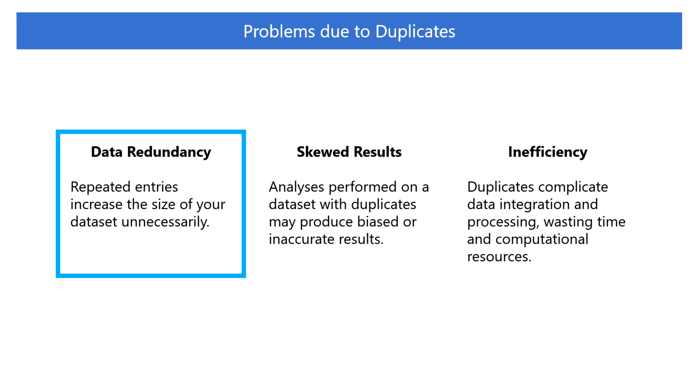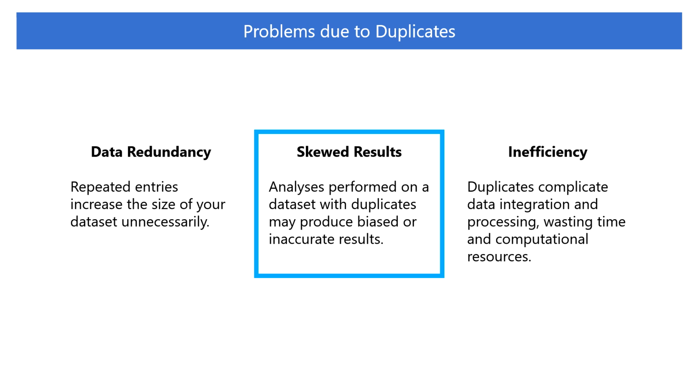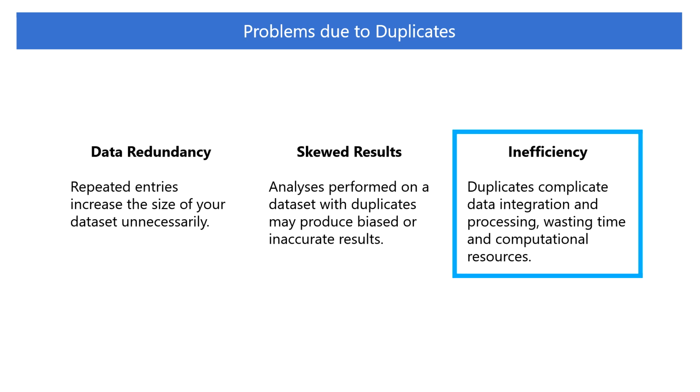Data redundancy is a problem that repeated entries increase the size of your dataset unnecessarily. As to skewed results, analysis performed on a dataset with duplicates may produce biased or inaccurate results. Another problem is inefficiency. Duplicates complicate data integration and processing, wasting time and computational resources.